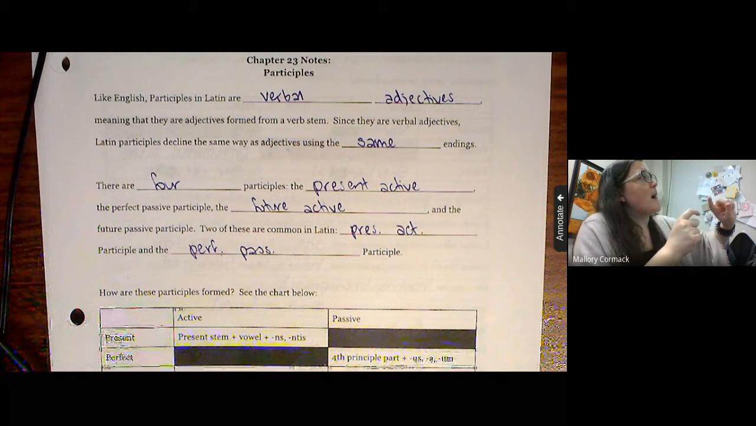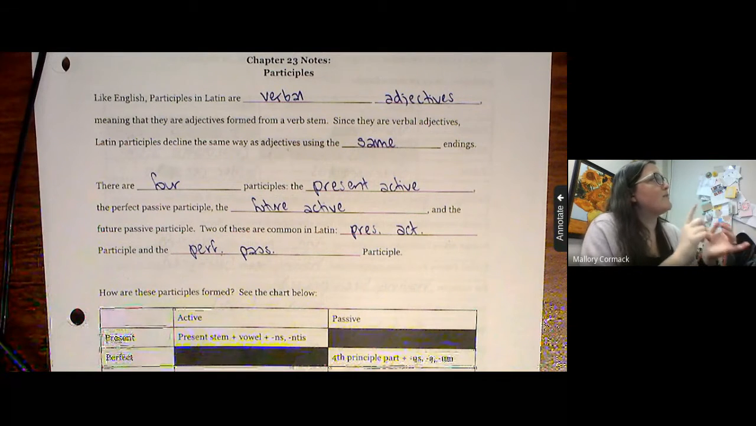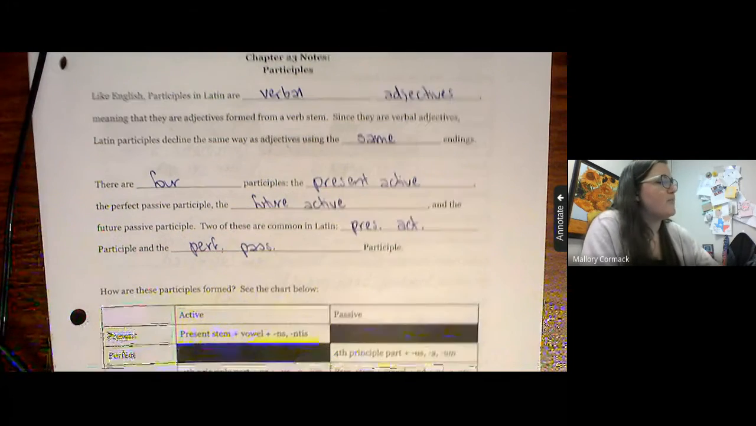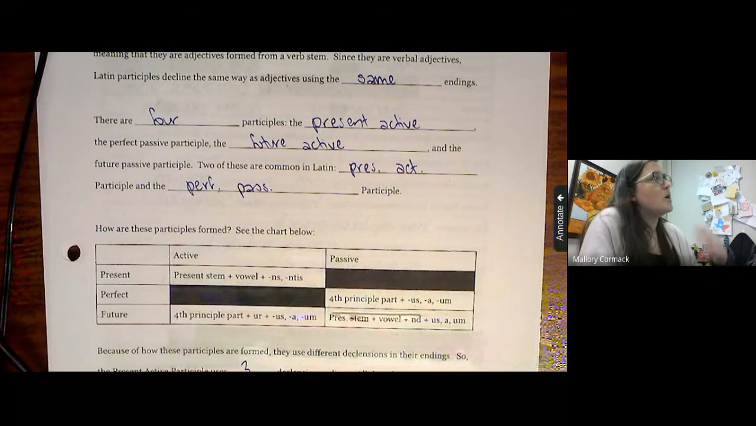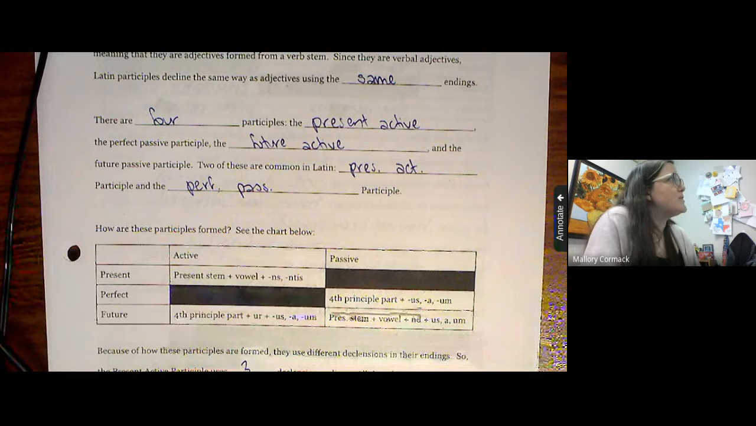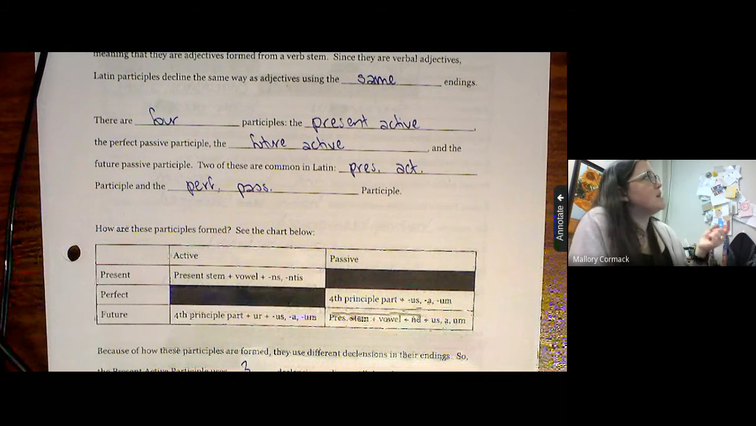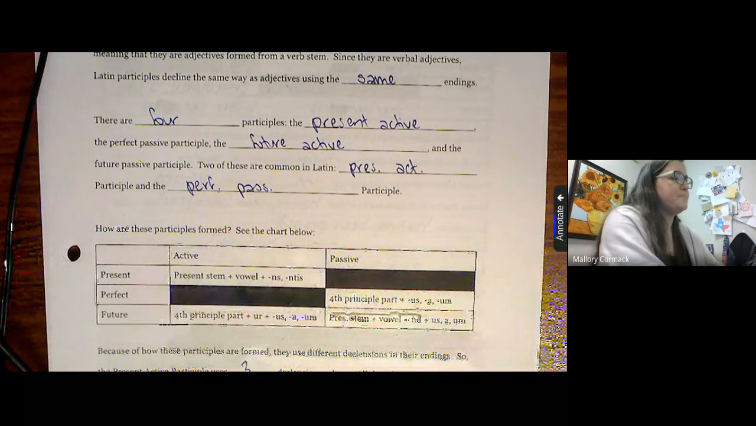So we have 4 participles total in Latin. We have the present active, we have the perfect passive, we have the future active, and the future passive participle. So notice I've blocked off a couple lines here in the chart because we don't have a present passive and we don't have a perfect active. So we only have 4 participle types total. Now 2 of these are pretty common. The present active participle is very common, and the perfect passive participle is pretty common in Latin. So we're going to see those a lot.